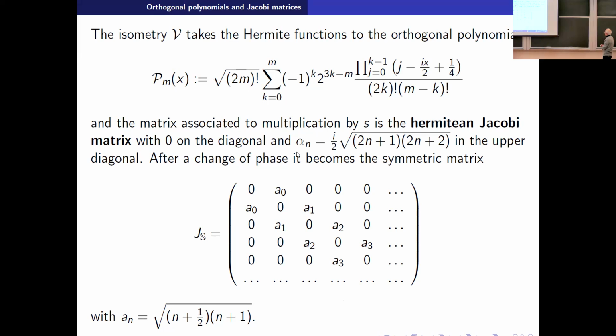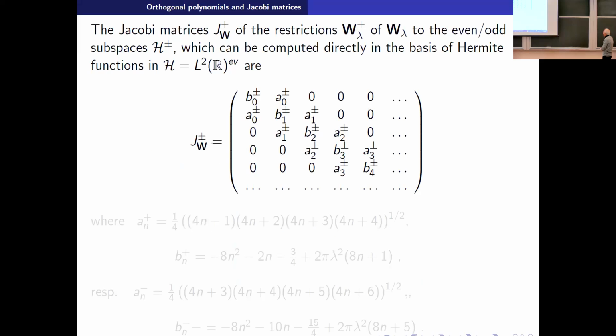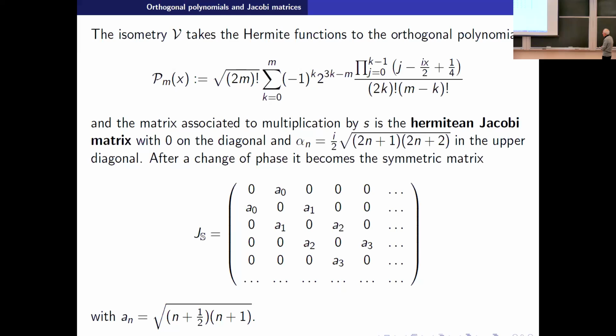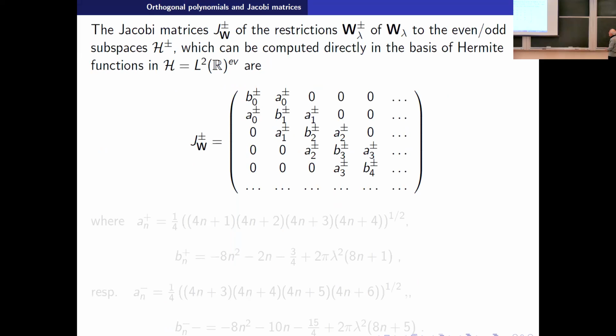But if you make a global change of phase, it becomes the symmetric matrix, where the a_n are explicit and they are of this form. I mean, they are exactly this. Okay, so this is what becomes of the scaling operator after you put it in canonical form.